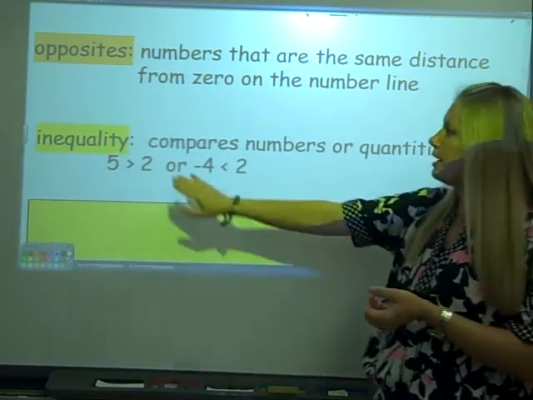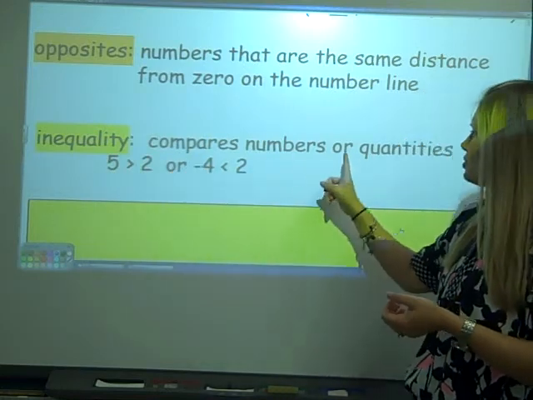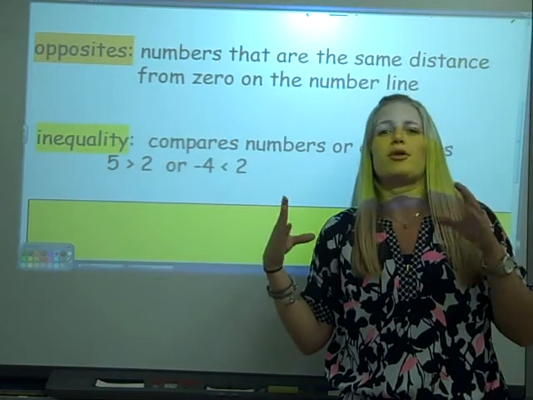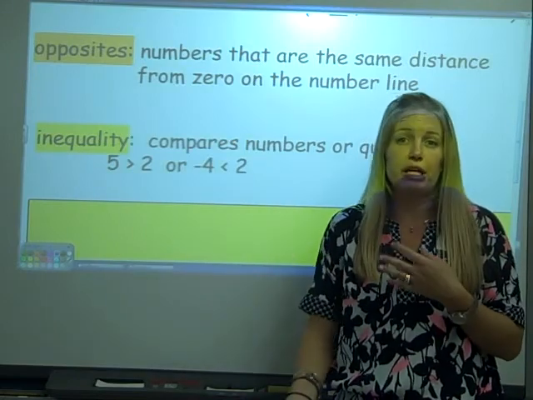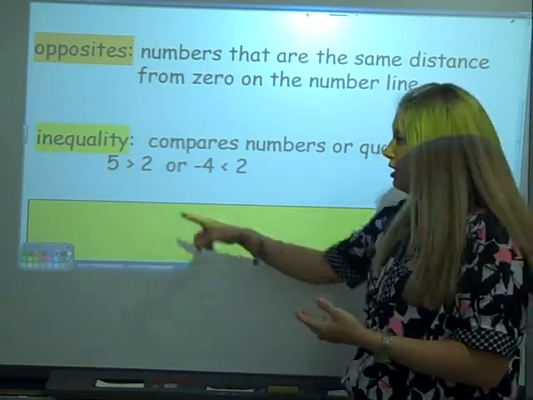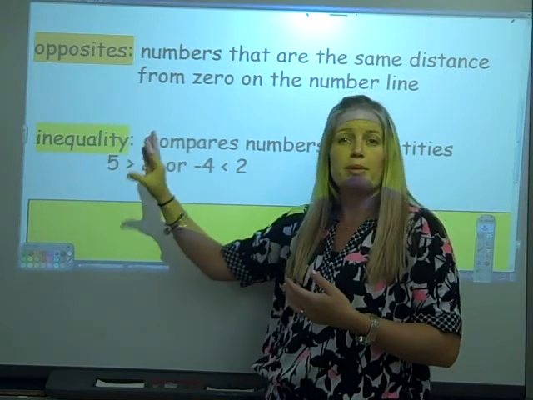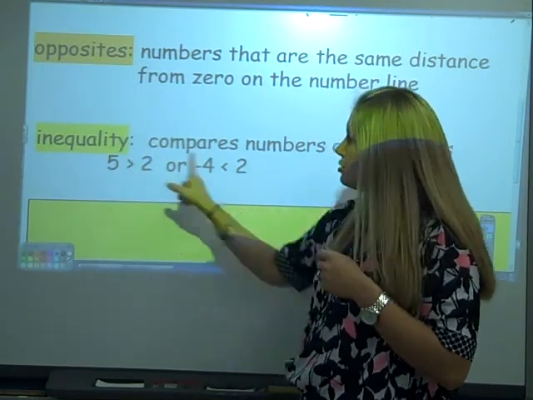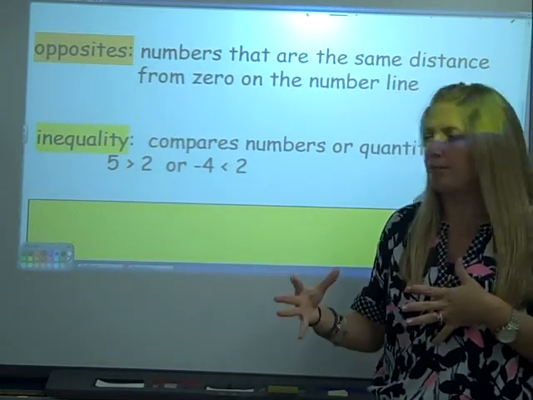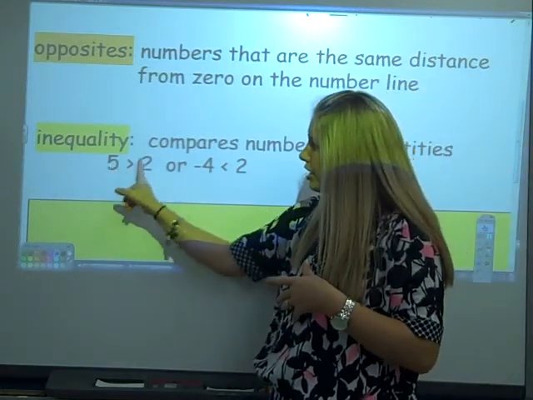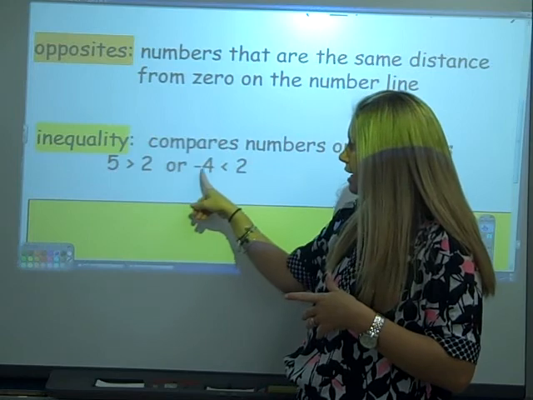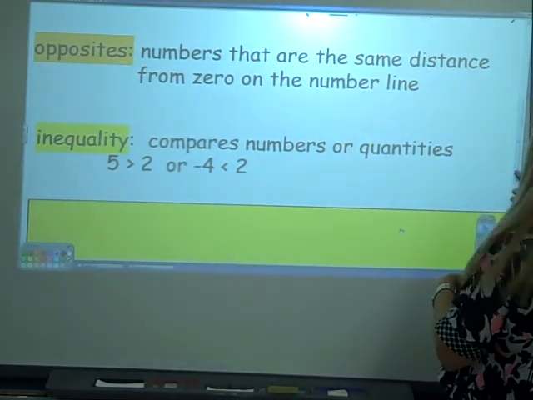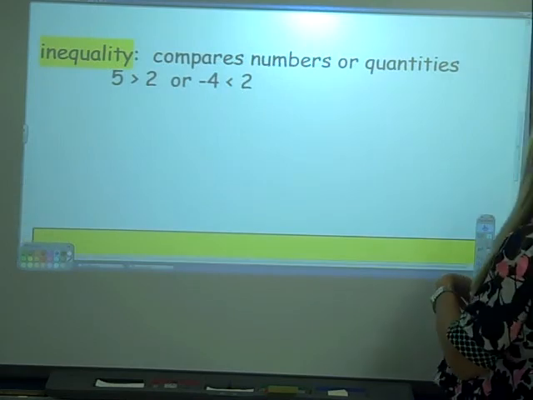Inequality. An inequality compares numbers or quantities. You will see signs like the greater than sign with the less than sign, greater than or equal to, less than or equal to. Okay? In elementary school, maybe they call these like the alligators or the Pac-Man symbols, but they're just used to compare numbers. 5 is greater than 2, or negative 4 is less than 2.